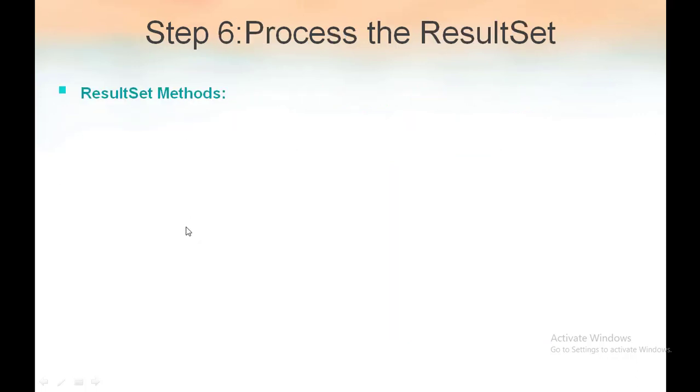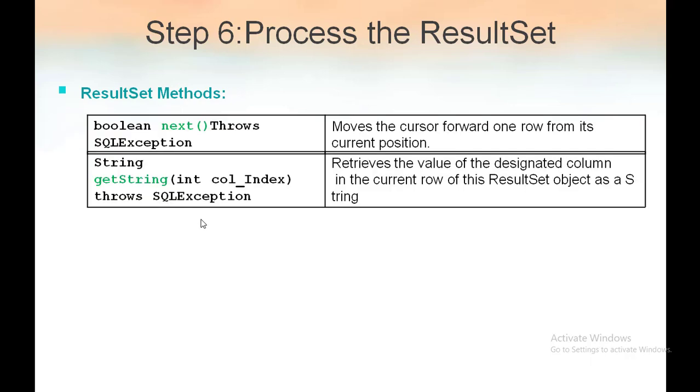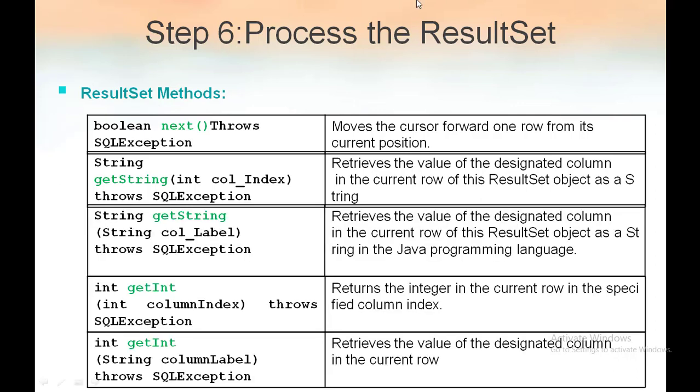Next step, process the result set. The data which we have stored in the result set object, that data we will print as output. These are the result set methods. First is boolean next throws SQLException. Next method is used to move the cursor forward one row from its current position. Using this method, we can check whether data is available in the result set or not.